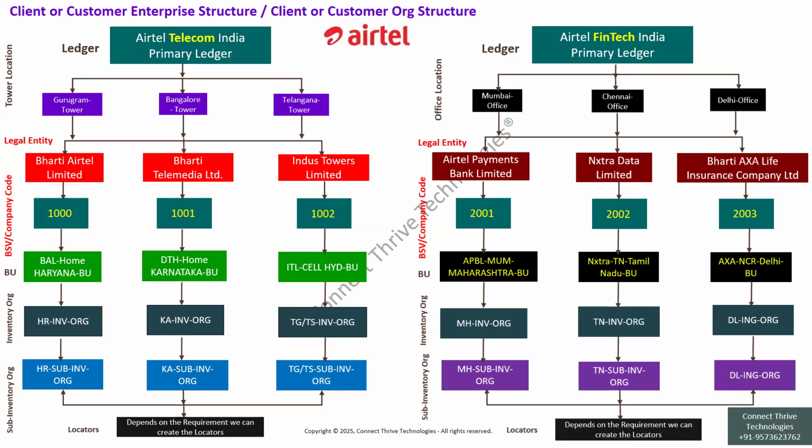So in this example, what I'm telling overall is, if a customer wants to maintain different kinds of business, like telecommunication and fintech, we can create multiple primary ledgers within a country like India. Airtel has two natures of business, telecom and fintech. If they want to maintain two different kinds of business with two separate ledgers, the fintech related legal entities will map to the fintech primary ledger, and the associated inventory or sub inventory will map to the respective BU. So yes, it is possible to maintain multiple primary ledgers within the country.